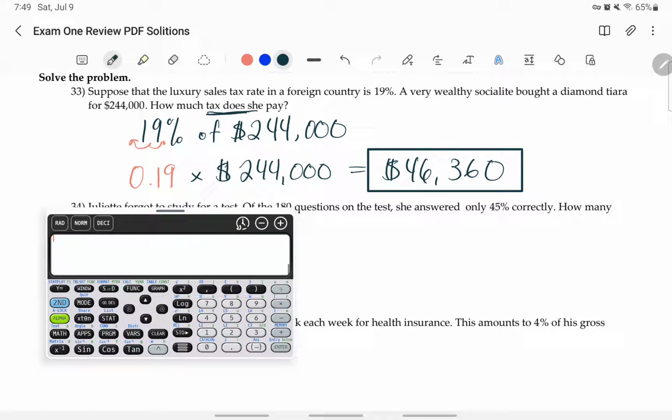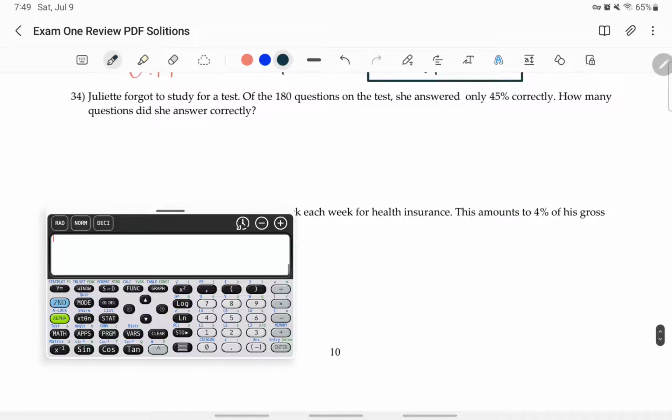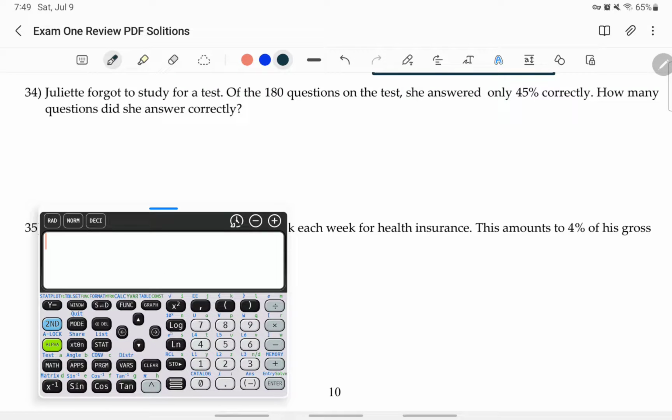All right, let's move on to number 34. Juliet forgot to study for a test. Of the 180 questions on her test, man, why so many? She answered only 45% correctly. How many questions did she get correct? To find out the number of questions Juliet got correct, you must find 45% of 180.